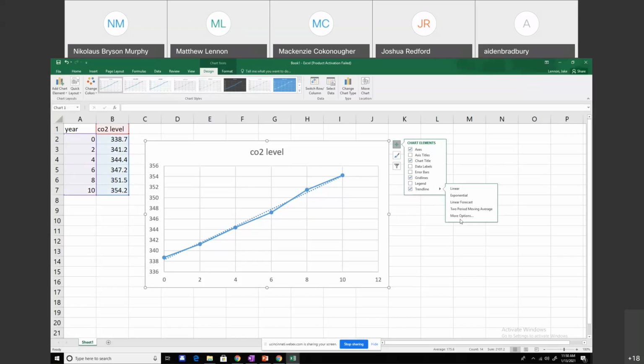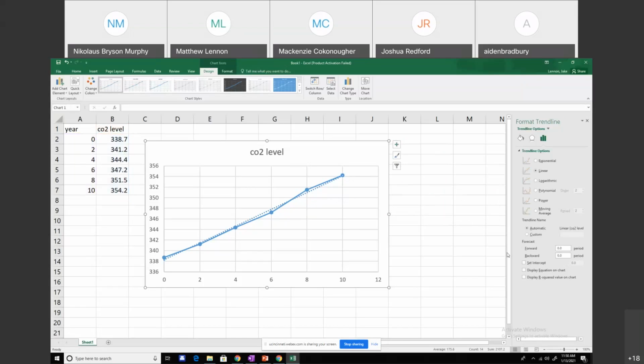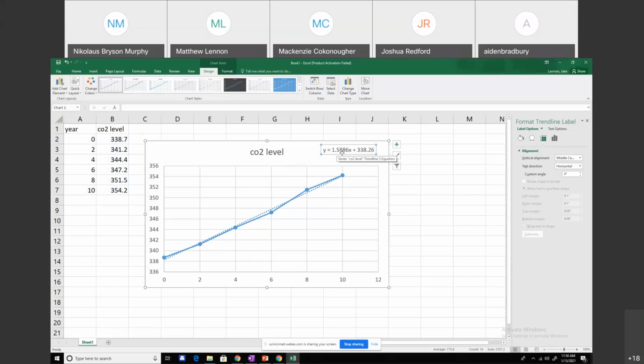I want to display the equation though too. So display the equation on the chart. So I can display the equation, and that's the approximate equation from the regression there. So that's one way to do it on Excel. So we get the rough equation. We can see the constant rate of change is about 1.5886 in the carbon level in that first year. Again, it's pretty close to what the actual data value is. So that's one way to do it.